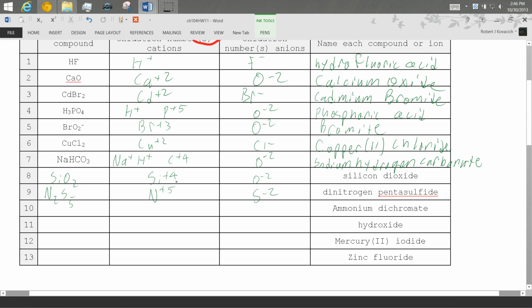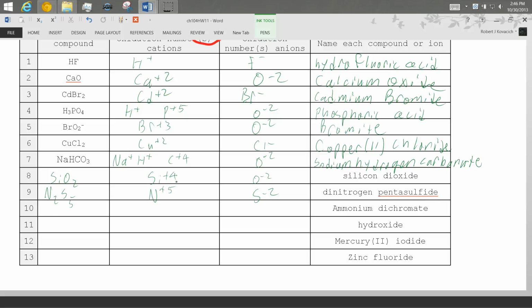-2, -2, -2, -2, -2, right? So then it's -10. But there's only two sulfurs. So if I'm splitting -10 across two things, +5 and +5, and I get a cancel. Again, least common multiple. All right, ammonium dichromate.